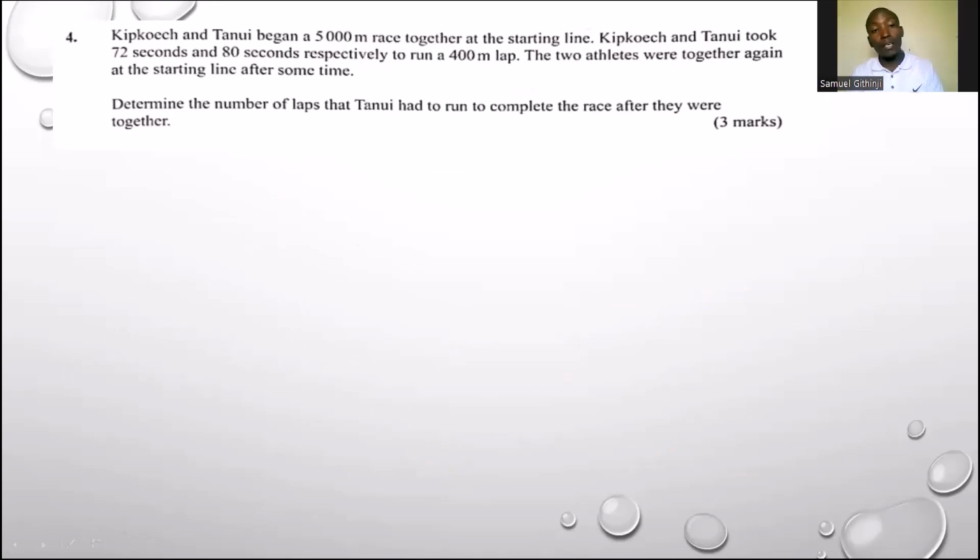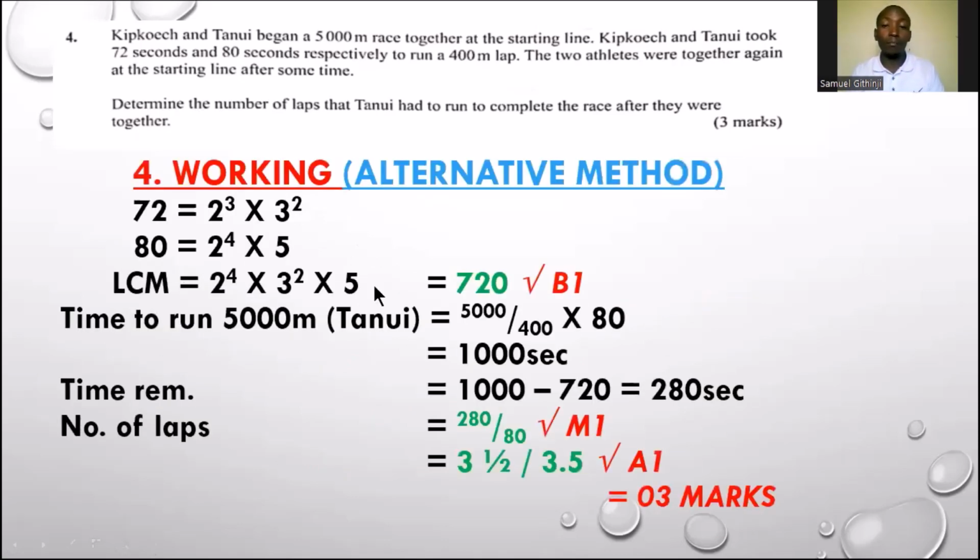Okay, if I can go ahead to get another alternative, I have the LCM, the first mark. Then the time taken for Tanui to run 5,000 meters. If at all he's alone, 5,000 meters, it will be 5,000 meters divided by 400 times 80. Why 80? Tanui is taking 80 seconds to go through one lap. So the total time taken for Tanui, it will be 1,000 seconds. Okay? Tanui will have to take 1,000 seconds to run 5,000 meters.